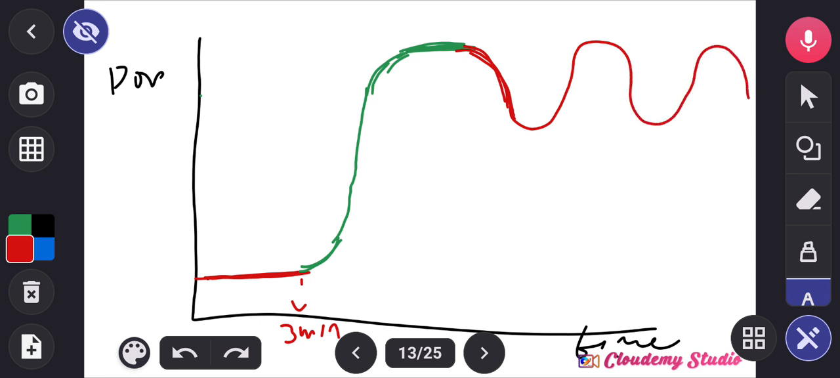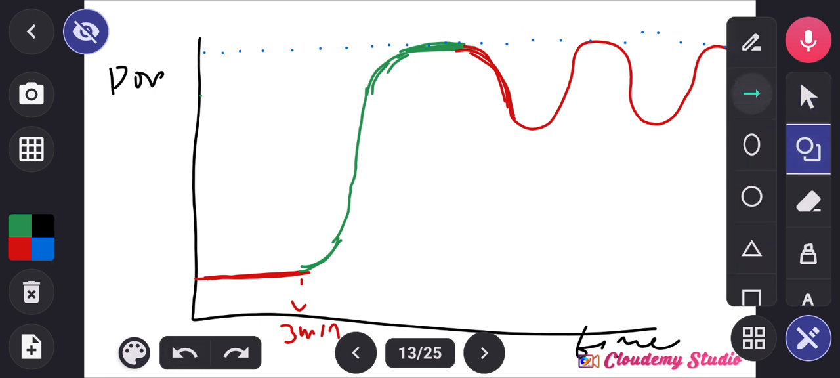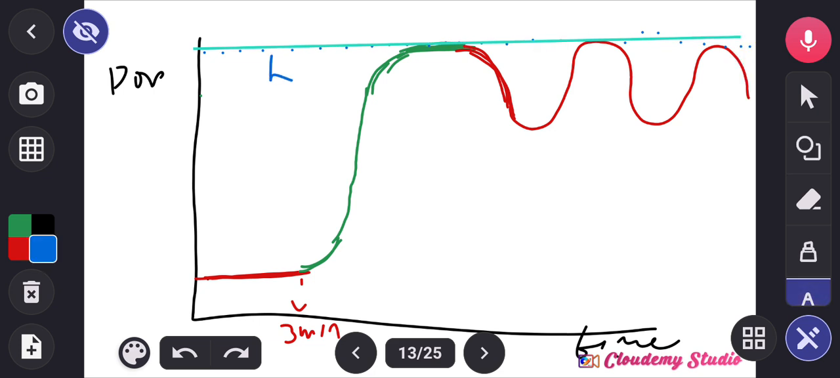You understand? You see this particular point? This point at which they are oscillating, this point that they cannot go more than this point. That is what we refer to as what? That is what we refer to as carrying capacity. This particular point that is here, that is what we refer to as carrying capacity. They cannot go more than this. So you are going to represent this as what? As K. Do you understand? So this is the population growth with respect to time.